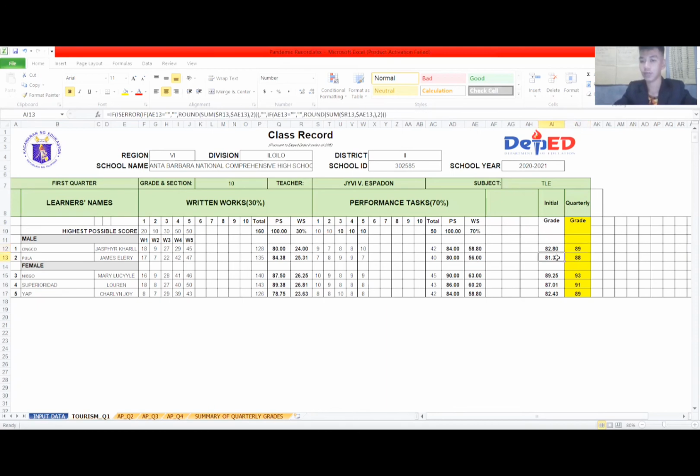If you have 81.31, now you have an 88 because it's transmuted. And this is given by the DepEd. So class, Miss Niego, 89.25, got a score of 93. 87.01 got 91, and so on and so forth. Okay? So class, these are the three different types of grading system.